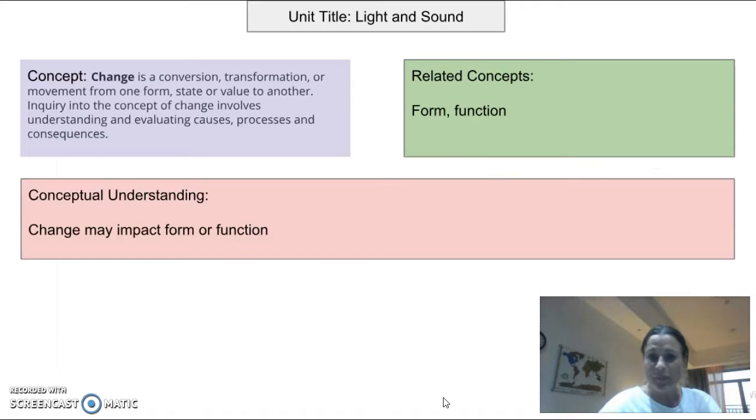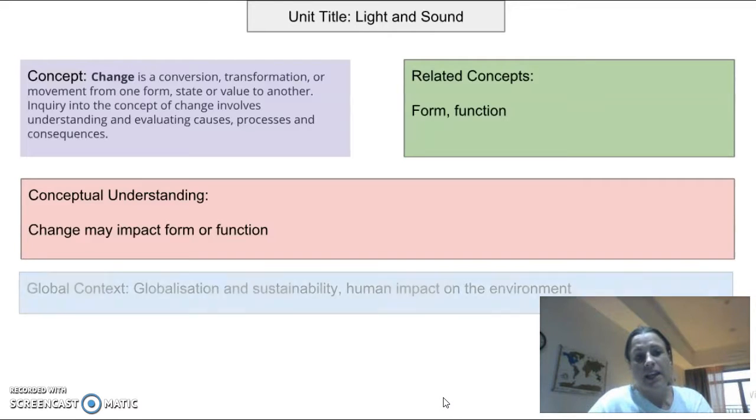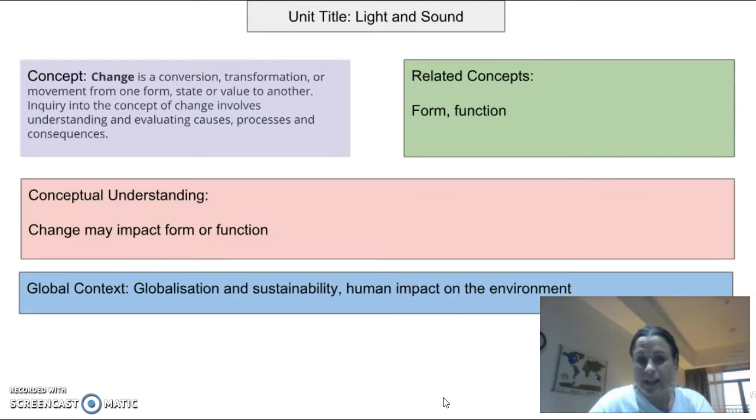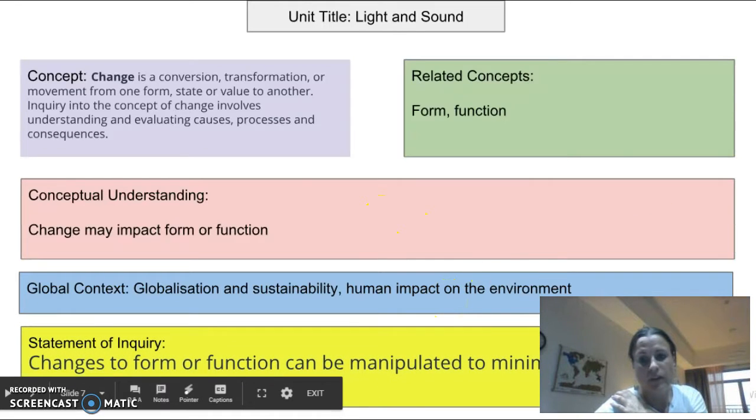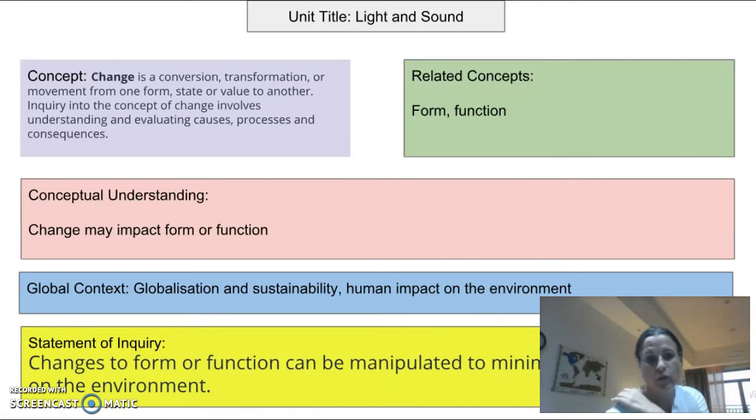So then we went back. We've got our concept, our related concepts, and our conceptual understanding. And then our global context, which is globalization and sustainability, and that's like the main context. And then a subtopic of that is human impact on the environment. So we then managed to put those two together, which gave us: changes to form or function can be manipulated to minimize human impact on the environment.